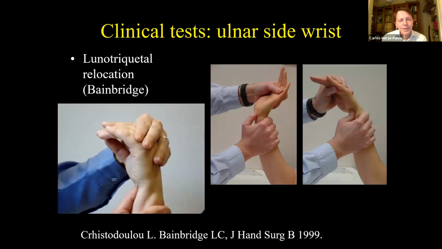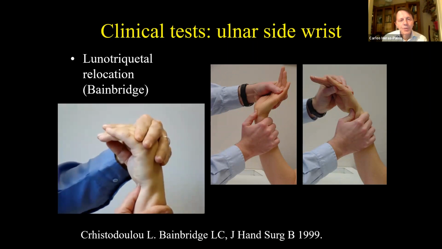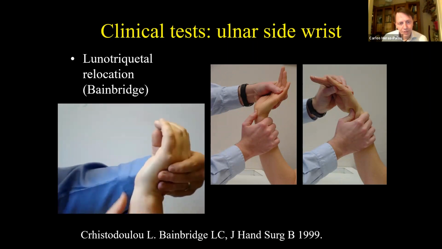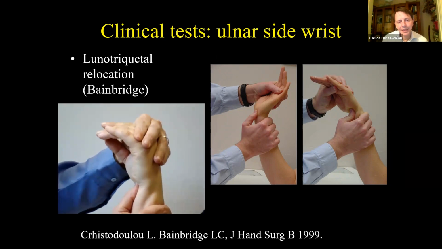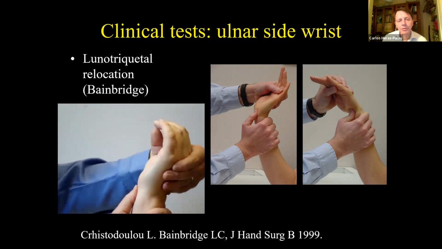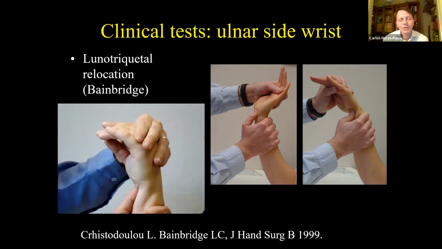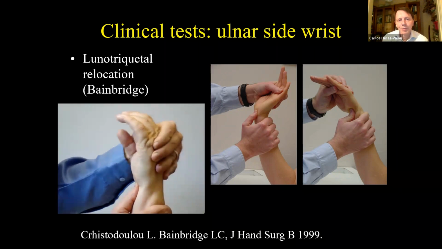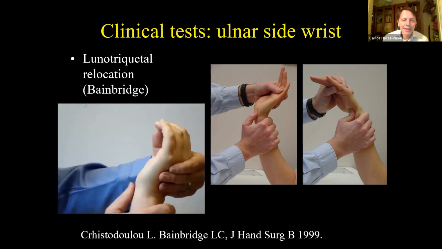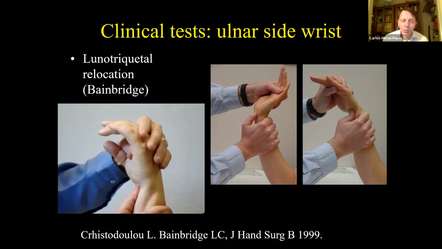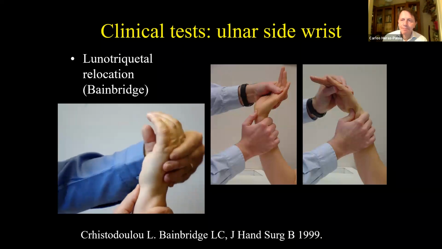And what is done is you extend the wrist, support the triquetrum by pushing the pisiform dorsally, and then bring the wrist to neutral to put the carpus on top of the triquetrum, if you want, and then the patient will tell you that while you're supporting the pisiform and the triquetrum there, it feels better.